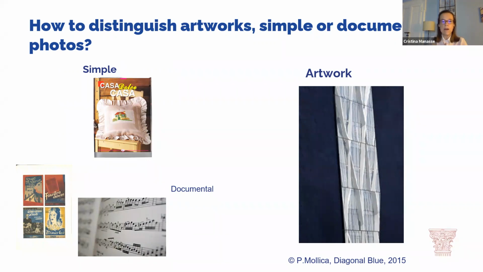In the case of the photographic artwork, which is the one on the right, a photo by Piero Mollica, Diagonal Blue of 2015, we have choices made by the author. So we can say that in this case, there is the transmission of feelings by the author, because, for example, here we have a building, but the author decided how to take the photo, the angle, the light, the contrast between the blue and the white of the windows, and so on. So there are choices made by the author that make us understand that there is a creative work. So this is the main distinction between the three kinds of photos.